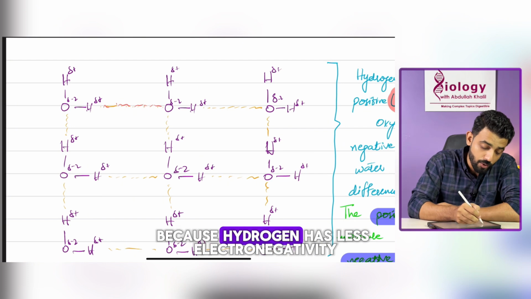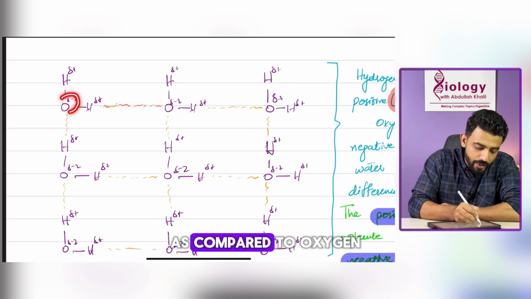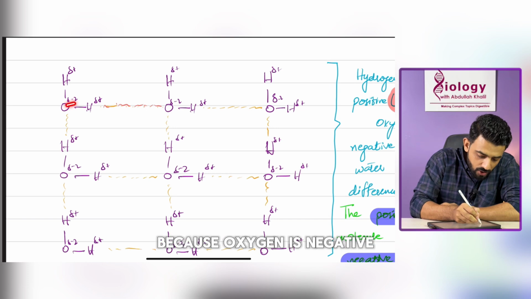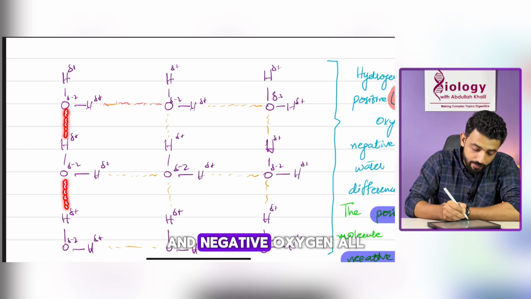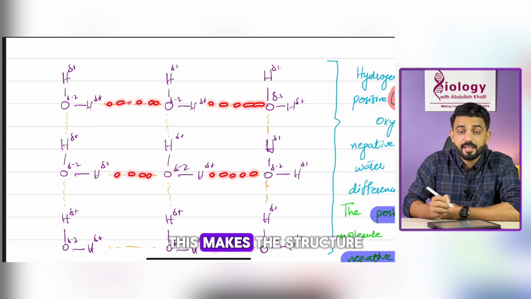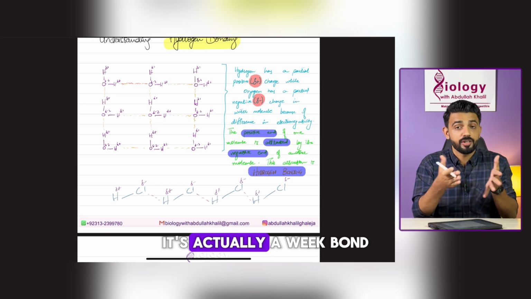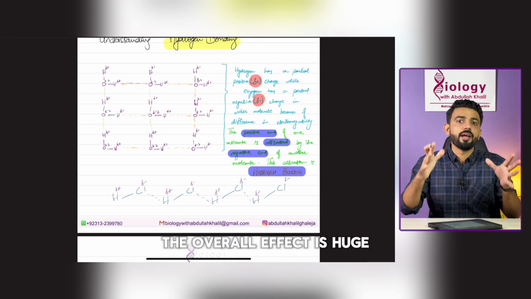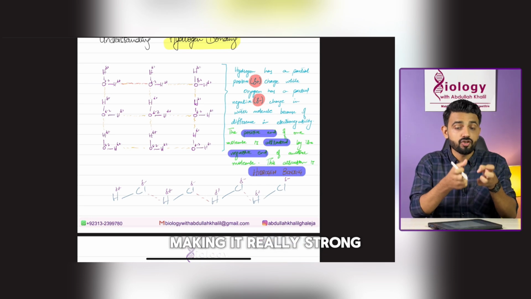Why? Because hydrogen has less electronegativity, less power to attract the shared pair of electrons as compared to oxygen. Oxygen has more power to attract the shared pair of electrons. Because oxygen is negative and hydrogen is positive, there is attraction between positive hydrogen and negative oxygen all over the structure. This makes the structure very strong. A single hydrogen bond is not that strong. It's actually a weak bond. But because there are so many hydrogen bondings, the overall effect is huge. The overall impact on the structure is huge, making it really strong.